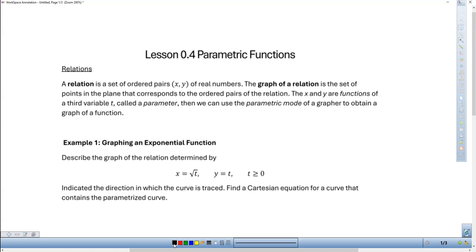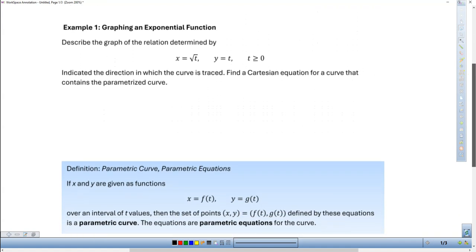The x and y in this case are actually functions of a third variable t, which we refer to as our parameter. Then we can use the parametric mode of a grapher in order to obtain the graph of the function that we want. So in order to kick us off here, let's just jump straight into an example that's going to talk about a graph of an exponential function.